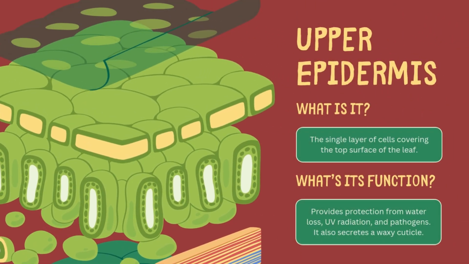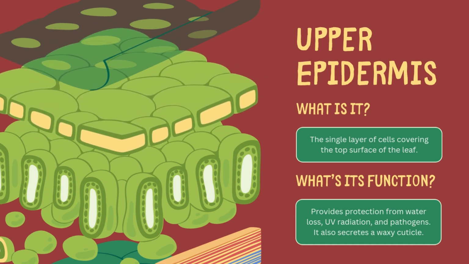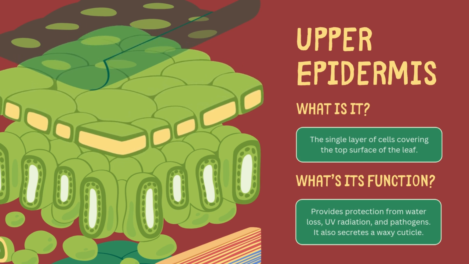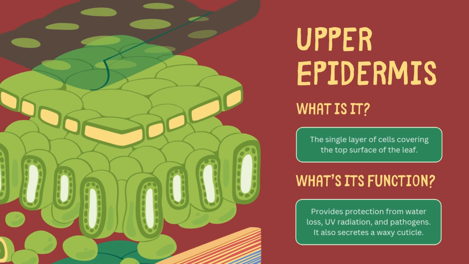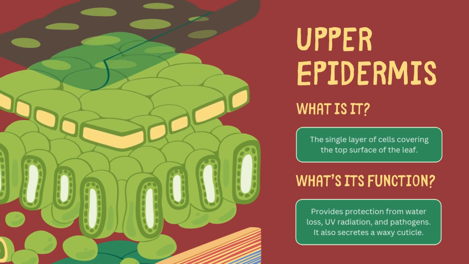Second, upper epidermis. It is the single layer of cells covering the top surface of the leaf. It provides protection from water loss, UV radiation, and pathogens. It also secretes a waxy cuticle.